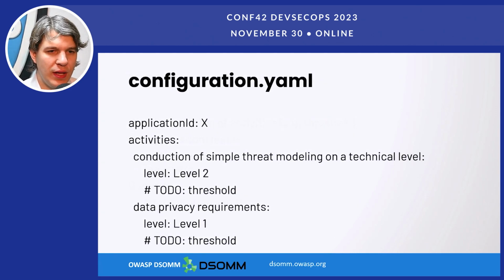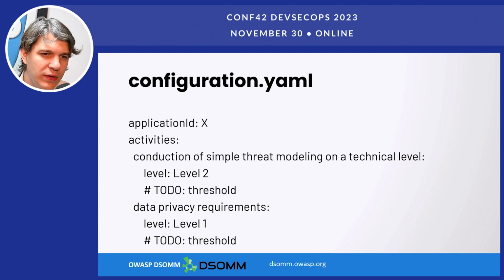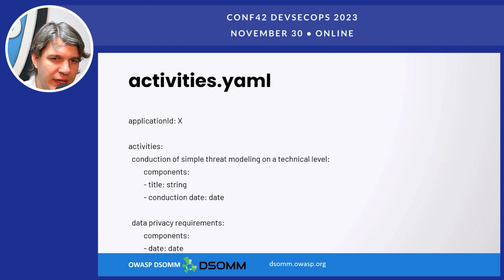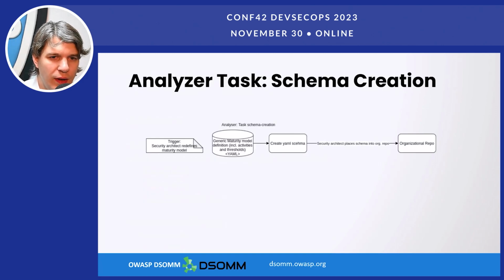In the configuration YAML, you have the application ID, you have the target level, and then for the activities, the level on which this activity should be performed in case you have implemented the activity. We're currently not having a structure for the threshold, but that will come. Here is an example for the activities YAML. You have again an application ID and the different activities. We also want to generate a schema so that when the pull request happens, the product owner can receive a message that there is a mistake in the provided YAML file.